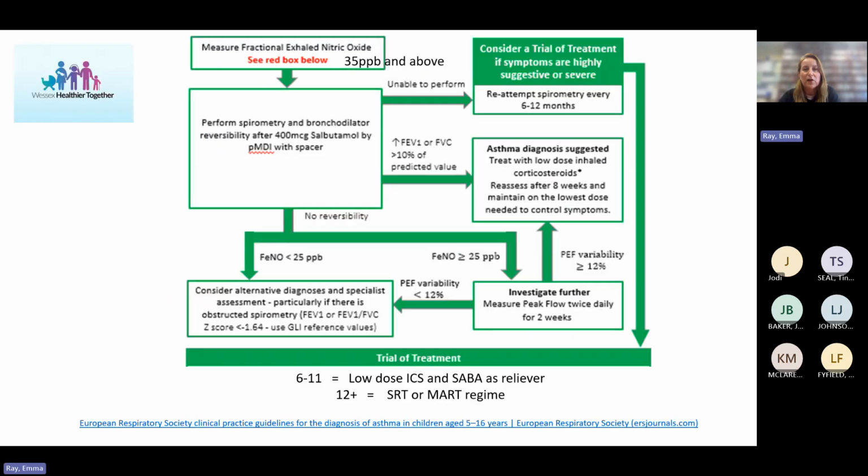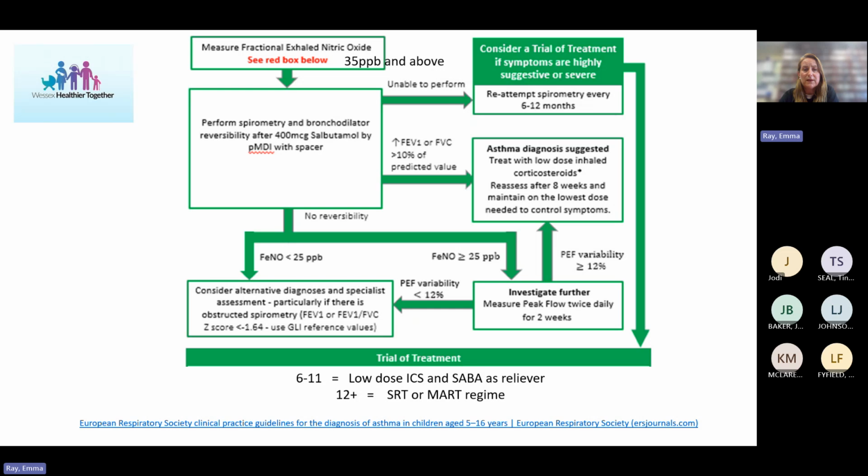So for our local guidelines, again, we've gone for pheno at the top, so 35 parts per billion, and then spirometry. If they can't do spirometry, we'd say reattempt every 6 to 12 months. If they can do spirometry, we would suggest you use the lower threshold of 10%, and that's comparing it with your predicted value rather than the pre-FEV1 when you're calculating that. And I can share a calculator with you after this talk that you can use. If they meet that criteria, then you diagnose them with asthma.